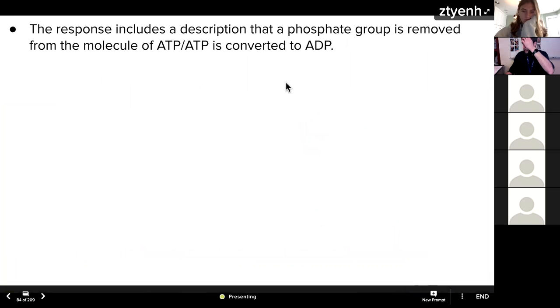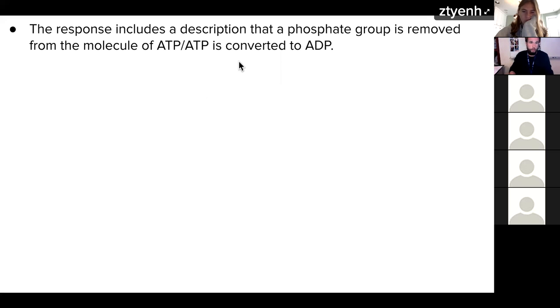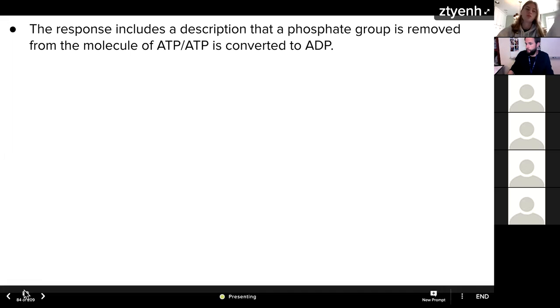So their answer simply says the response includes a description that a phosphate group is removed from the molecule of ATP and that ATP is converted to ADP. So it's pretty generic, right? It may not even be very helpful to you, but it's what the answer would need to include in order to gain credit. And honestly, for a question like this entire answer is worth 1 point on the AP exam, okay? So let's go back and kind of unpack this a little bit.